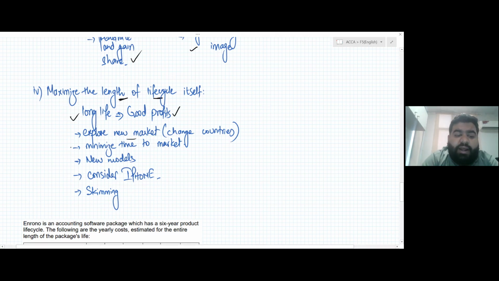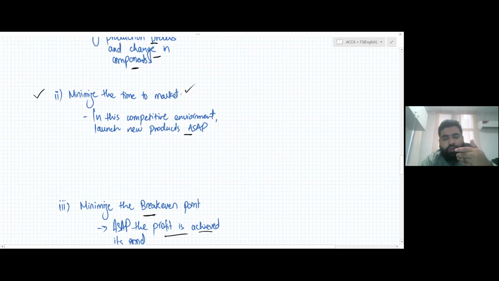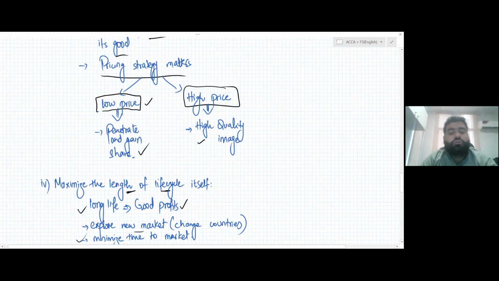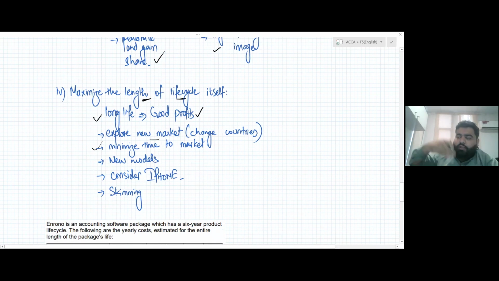After that, minimize the time to market. As we have discussed, if you minimize the time to market, as soon as possible we enter the market, the more time we will get for our product's life cycle, because we are the first entering the market. So when the market ends, you are the first that entered, so your product's life cycle will be longer than the competitors' product life cycles, right?